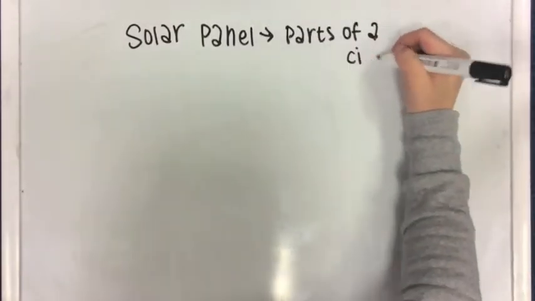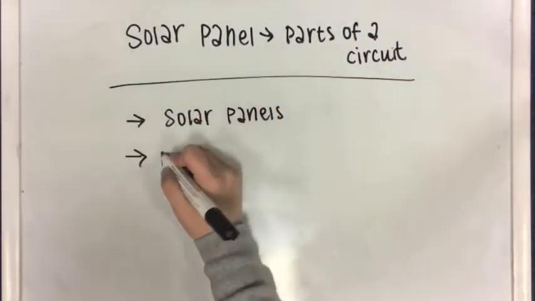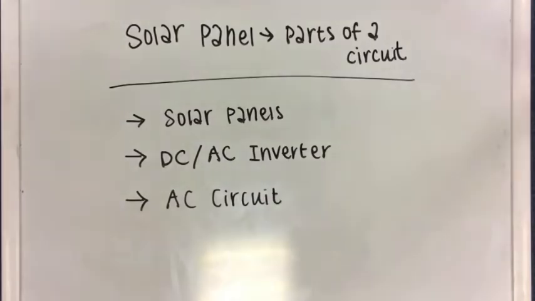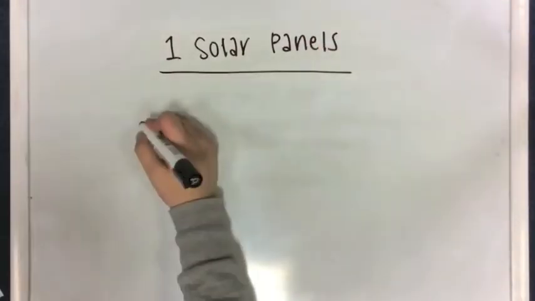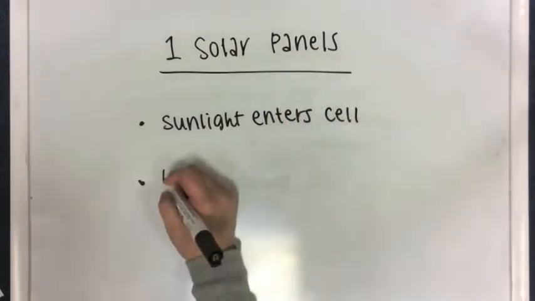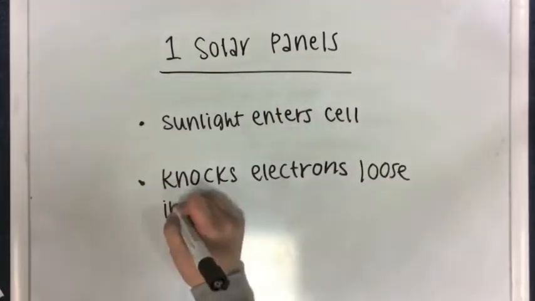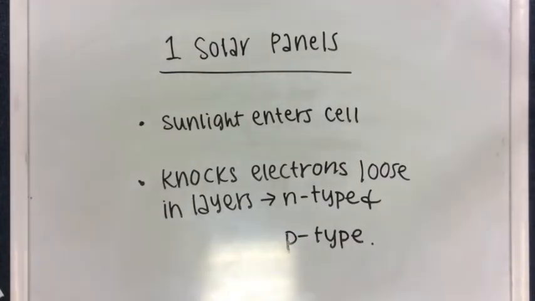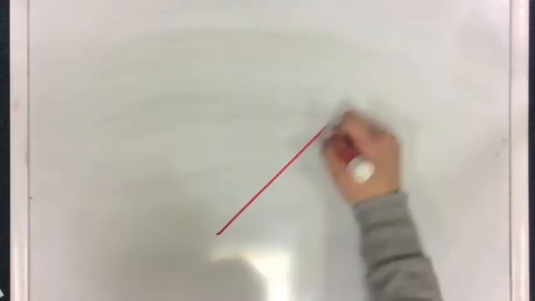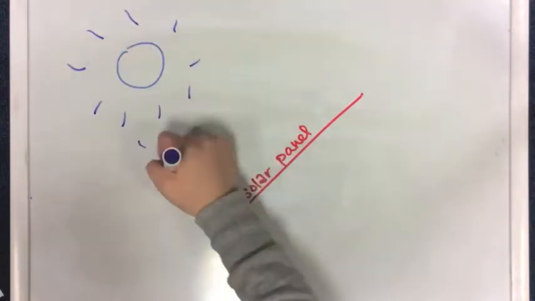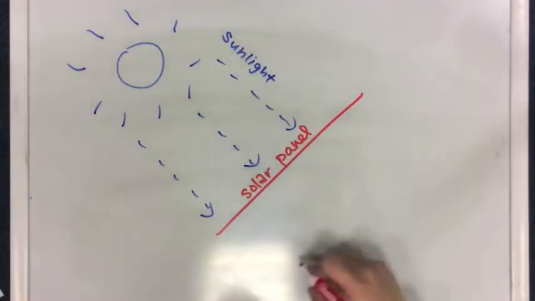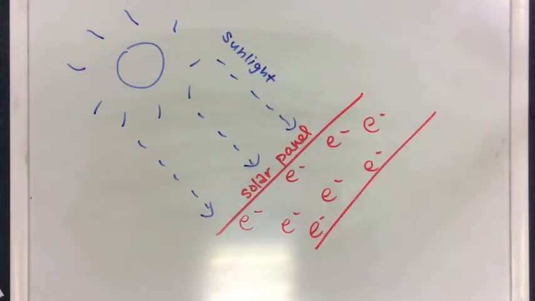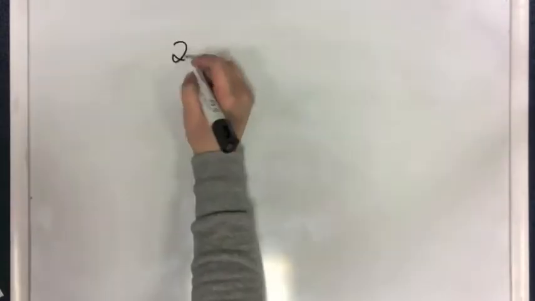Here are the parts of a circuit of a solar panel. There are solar panels, DC or AC inverter, and AC circuit. For solar panels, sunlight is first entered into the cell. It then knocks the electrons loose on both layers, the N-type and the P-type layers. The electrons will want to flow from N-type layer to the P-type layer due to their opposite charges. It is prevented by the p-n junction formed between the two layers. A direct current is formed by an external circuit, as the external circuit made it possible for the electron to flow through and then to the DC or AC inverter.